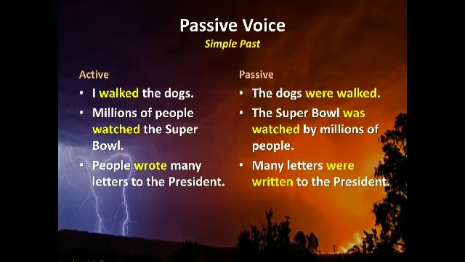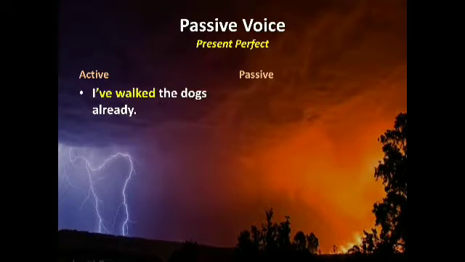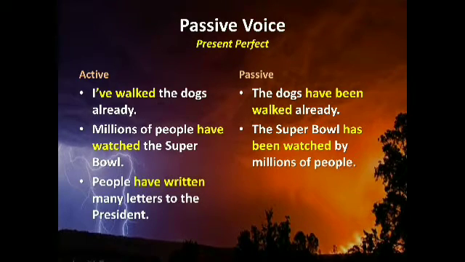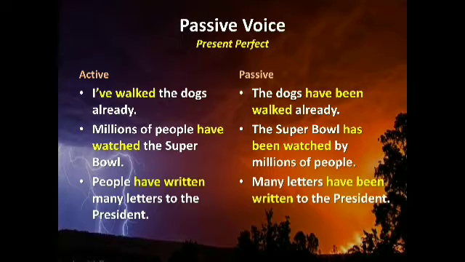Now, let's see present perfect tense. Let's see in active voice, there's an example. I have walked the dogs already. In passive voice, we have the dogs have been walked already. Another example is millions of people have watched the Super Bowl. And the answer is the Super Bowl has been watched by millions of people. Next example is people have written many letters to the president, and in passive voice, many letters have been written to the president.